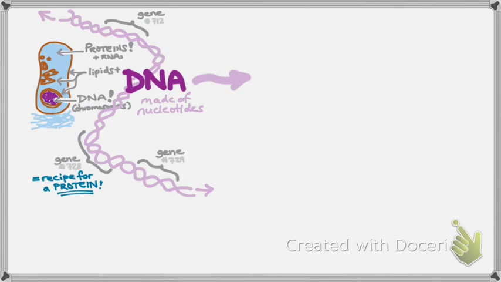So we're going to have some other form that we can use to send the recipe. We're going to have to make a copy of the recipe. So that form is called specifically mRNA. Each mRNA is not a copy of an entire chromosome. It is not a massively long piece of RNA. It is a shorter stretch of RNA that matches a gene. That's it. Just one gene's worth of copying. And it is made of almost the same stuff.